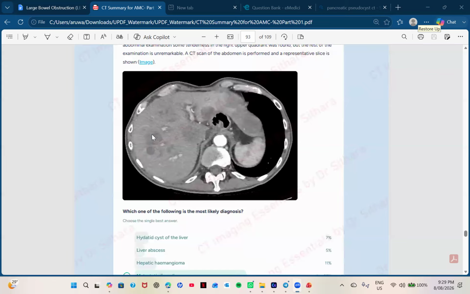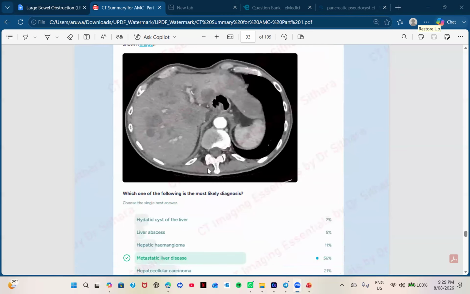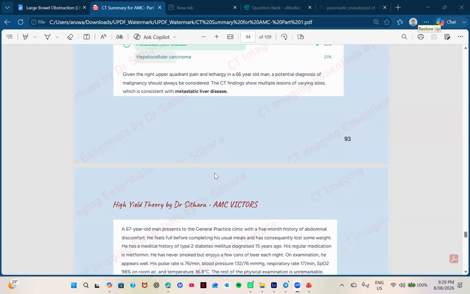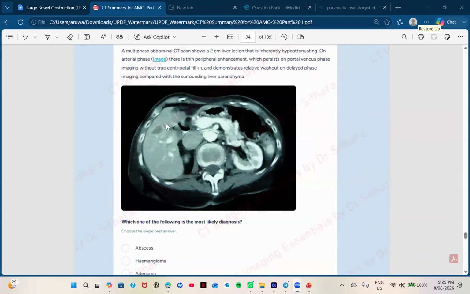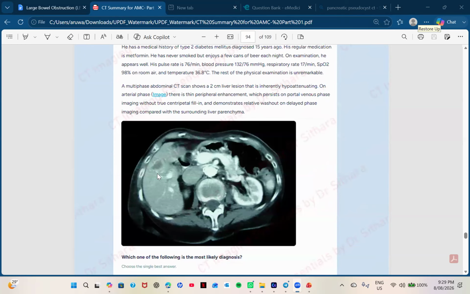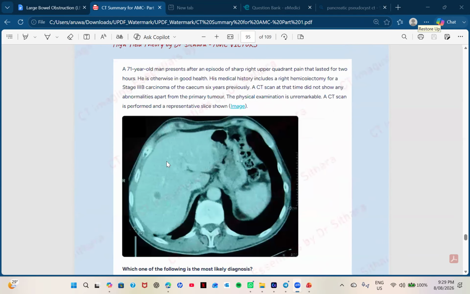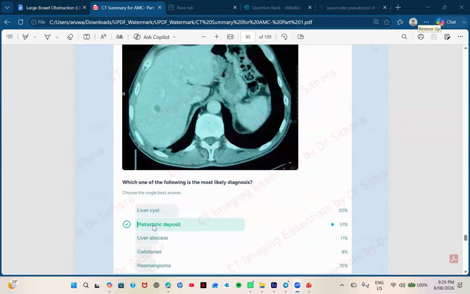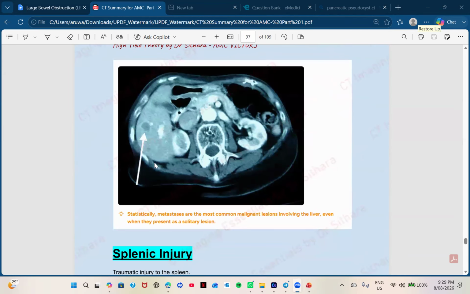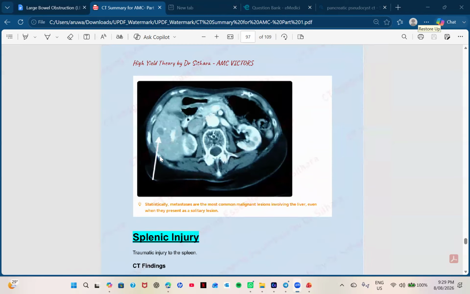CT abdomen shown here. Here, can you see different colors, right? What you can see here is metastatic liver disease. Here, the CT findings show multiple lesions varying in size and consistent with metastatic disease. Here also you can see. And here also a metastatic deposit. Here also a metastasis deposit you can see, right?